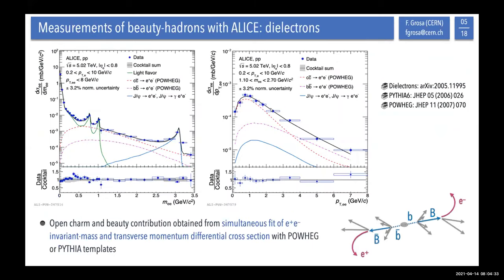So I'll start with the first kind of measurements that can be performed in ALICE for the beauty, which are measurements of dielectrons. In particular, via the simultaneous fit of the invariant mass and pT distributions of electron pairs, we can extract the contribution of c-cbar pairs and b-bbar pairs, which are the largest contribution at intermediate mass, in particular between 1 and 2.5 GeV/c². And via these simultaneous fits with different templates, we can extract the contributions of beauty and charm production.